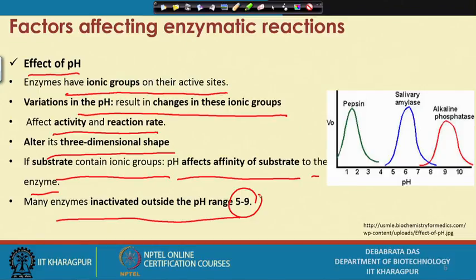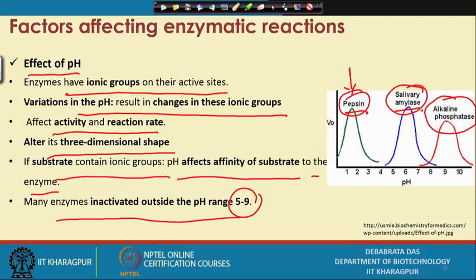Now here let me point out that we have come across different types of enzymes, like I have given the example of pepsin, salivary amylase and alkaline phosphatase. These different enzymes have different optimum pH for their maximum activity. Pepsin is a kind of enzyme present in our stomach. Am I right? And we know our stomach pH is around 2. So at 2, this pepsin, a proteolytic enzyme, is active at pH 2.